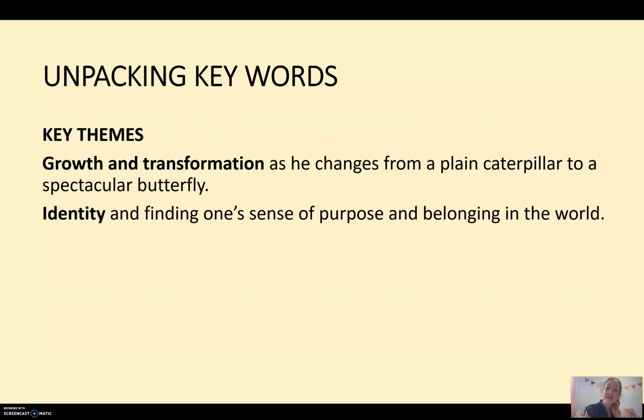Now, key themes. What is it about? What ideas does it probe? These are the big concepts that are developed throughout a story. So we've got growth and transformation as he changes from a plain caterpillar to a spectacular butterfly, and also identity. In some ways we could read it more symbolically about finding one's sense of purpose and belonging in the world. So that hunger could be metaphorical as well.